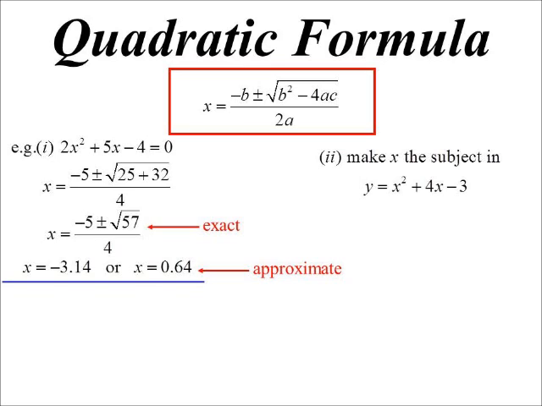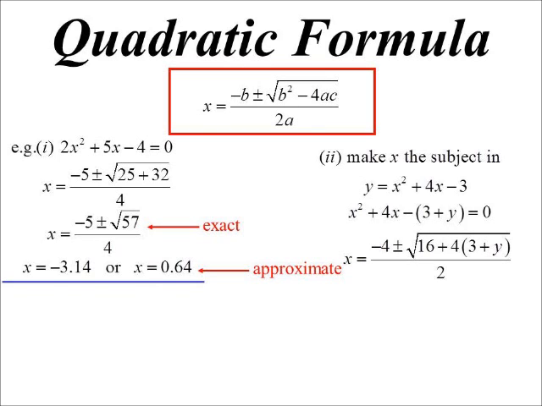Making x the subject of something like this, we can still use the quadratic formula to do that. It's just that I've got a y there instead of a number. But y represents some number. So I can rearrange that and make it look like a quadratic equation. And all I do is include the y in the constant. So my constant now, instead of being negative 3, is negative of all 3 plus y. And so I just use my quadratic formula: negative b plus or minus square root of b squared minus 4ac. C in this case is negative 3 plus y. And now I've made x the subject.